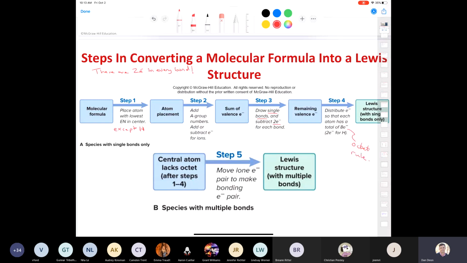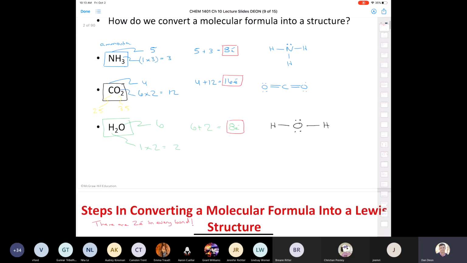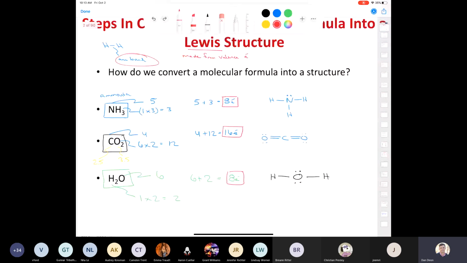Now, I'll be completely honest with you. We're going to start looking at exceptions to the octet rule probably next class, maybe today. There are plenty of exceptions to the octet rule, but let's not focus on that right this second. If the central atom lacks an octet, after you complete steps 1 to 4, you start moving electrons around until the central atom gets an octet. And that's what I did in this example here with CO2. You remember me moving the electrons around? And if you're wondering, well, Mr. Dion, that means I'm going to have to use trial and error to figure out some Lewis structures. You know what I would respond to that? Yes.